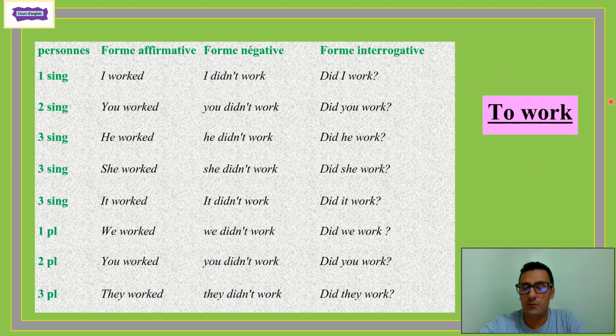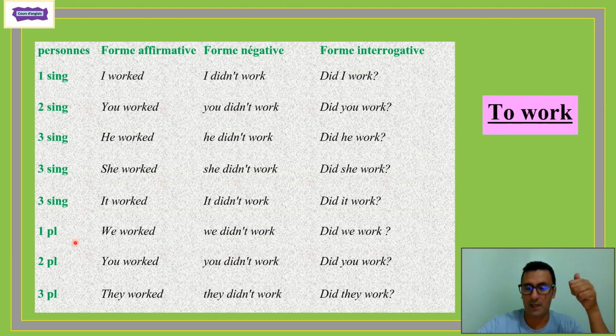Prenons par exemple ce verbe to work, travailler. Alors, dans ce tableau, qu'est-ce qu'on a? Personne, forme affirmative, forme négative, forme interrogative. Première personne singulière, deuxième personne singulière, troisième personne singulière, et chez it.